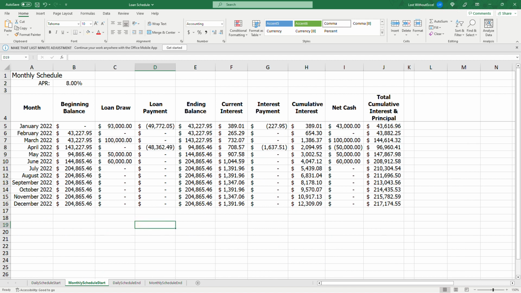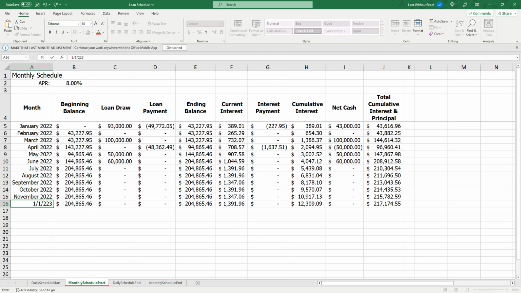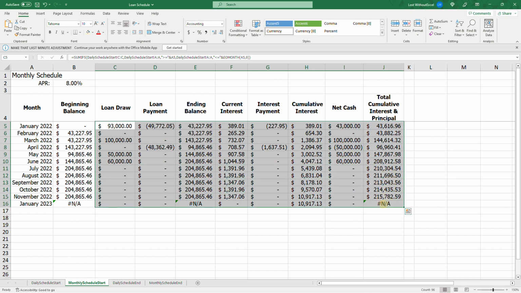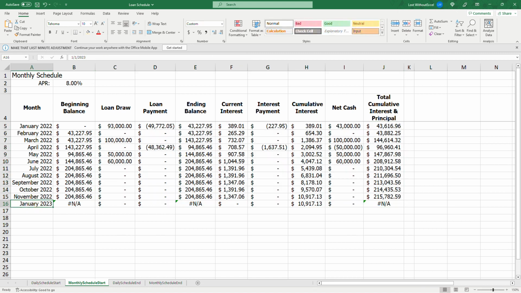The only last thing that I wanted to mention on this schedule is if you're concerned that you might type in, for example, a date that's not covered by the schedule, and we would get some NA errors here. For all of these values where it is the SUMIFS, those aren't the issue, because it's basically going to the daily schedule and it's not finding January of 23.